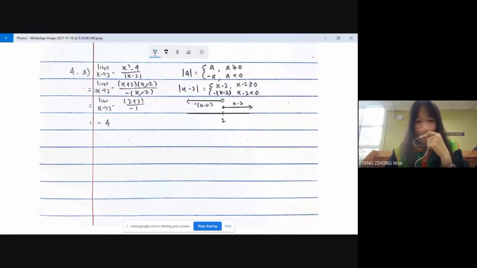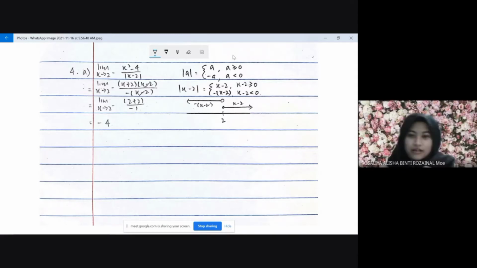So we factorize x squared minus 4 equals bracket x plus 2 and bracket x minus 2, and we cancel off these two. Then we sub x into 2, and we get 2 plus 2 divided by negative 1, so the final answer will be negative 4. So any questions?